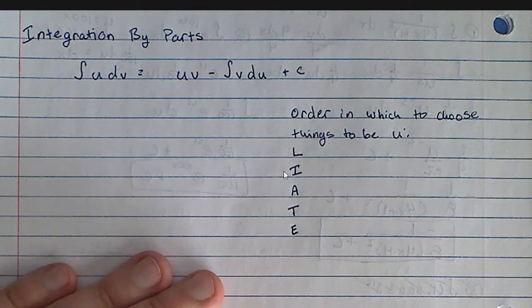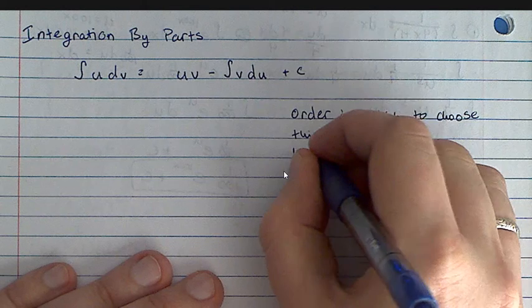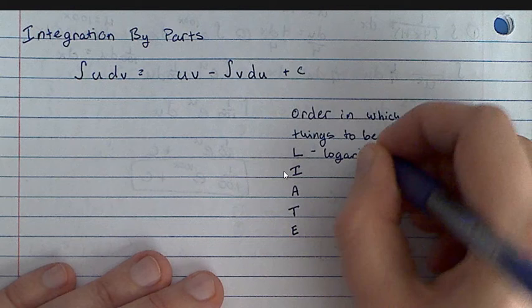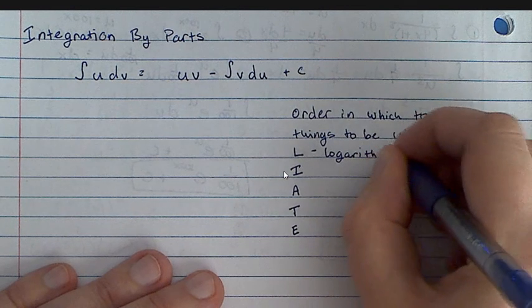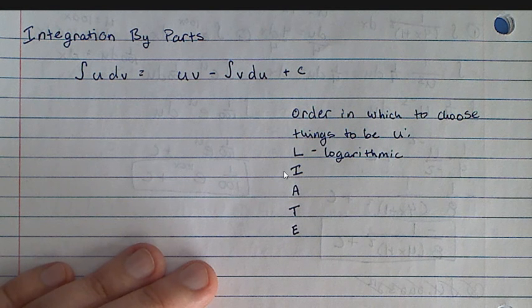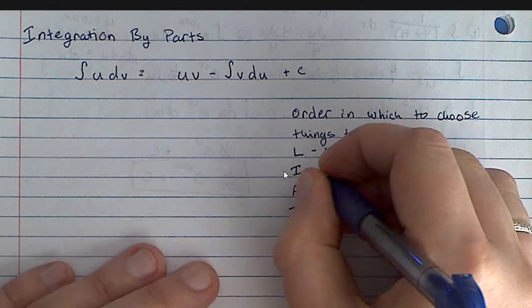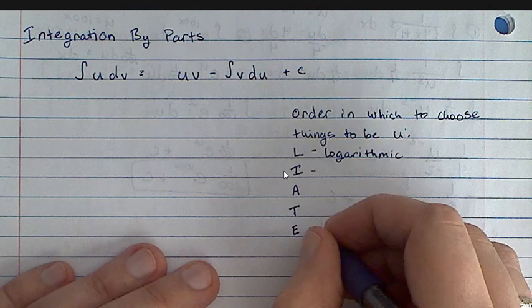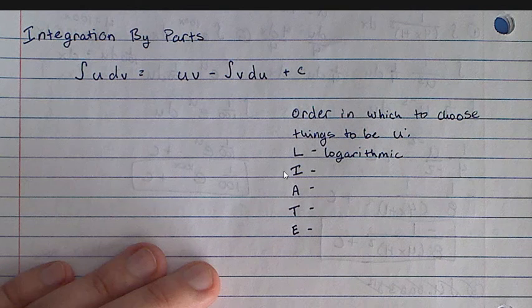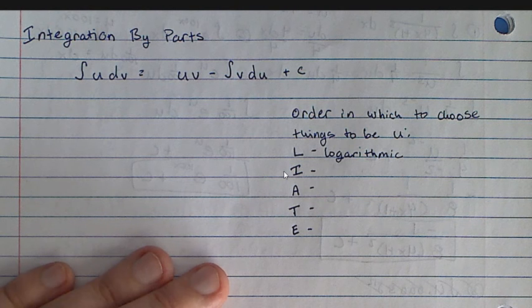So first, if you have an option for it to be anything logarithmic, that should be your first choice. So anything that's like ln x, that should be your first choice. e to the x should be your last choice, though. So logarithm is like ln x. Yeah, ln x should be your first choice.